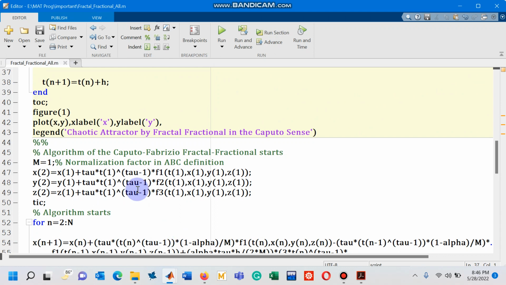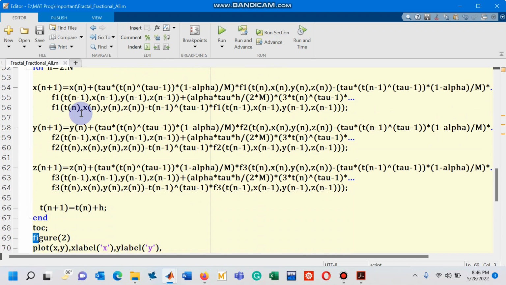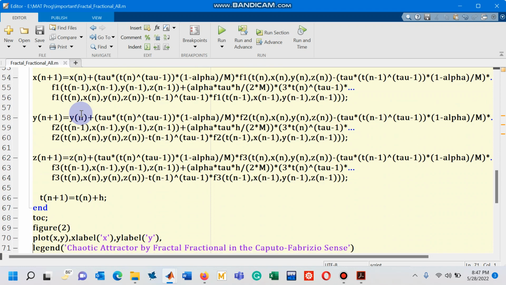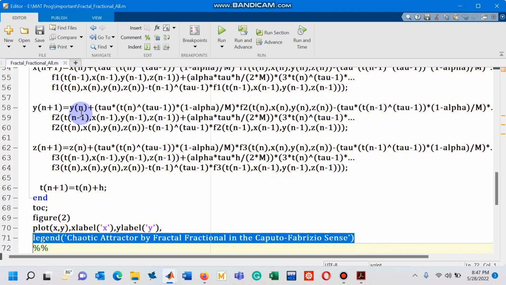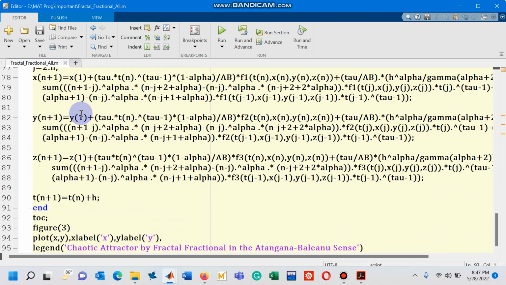Now you can see here that to obtain the phase portrait for the first numerical scheme in a separate graphing window, I have typed the command figure 1 along with the legend. Similarly, this command figure 2 is to obtain the phase portrait from the second numerical scheme, and it has its own legend. And finally, figure 3. I have also written tic and toc commands before and at the end of each loop.